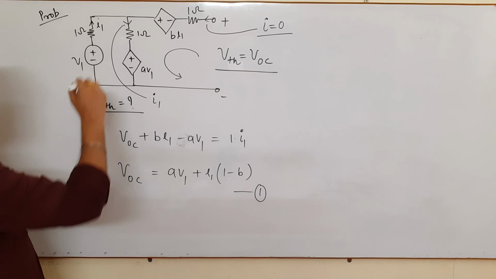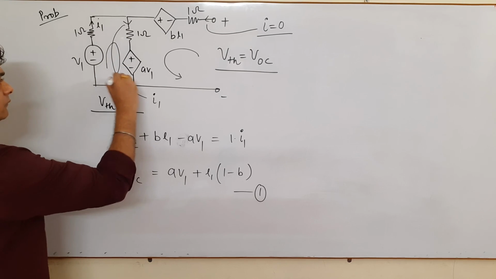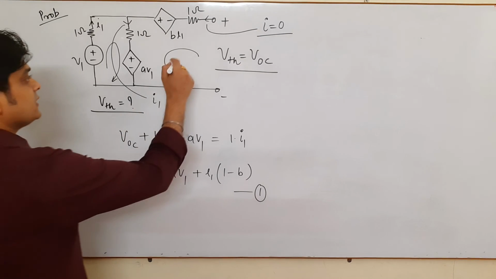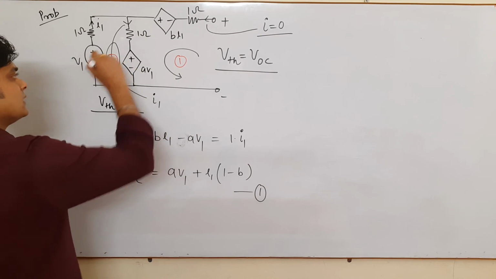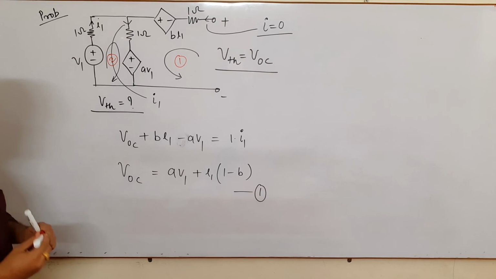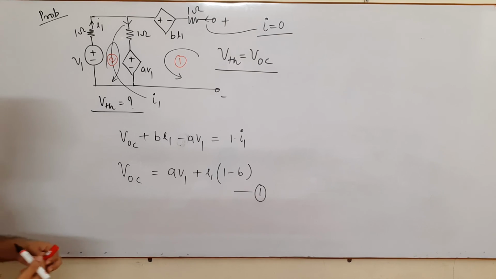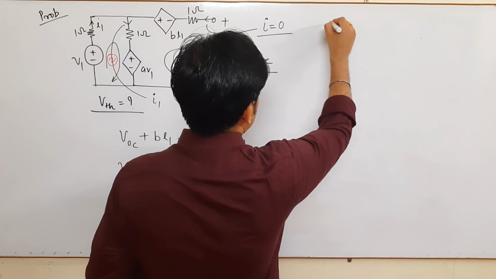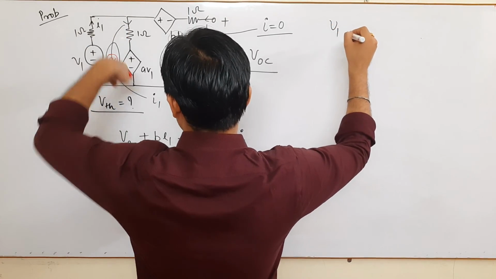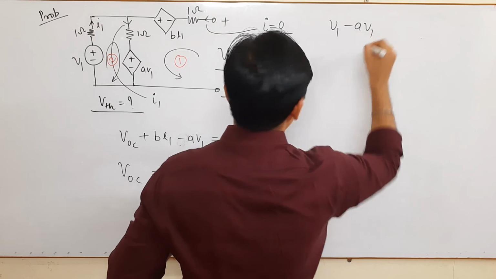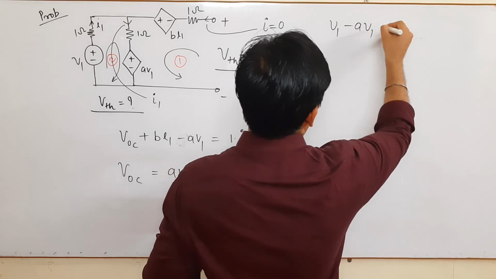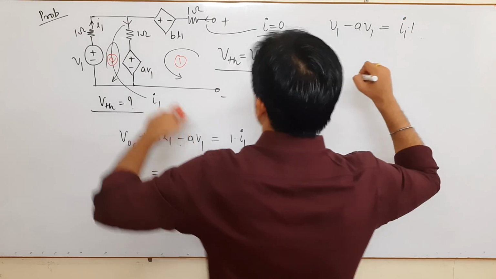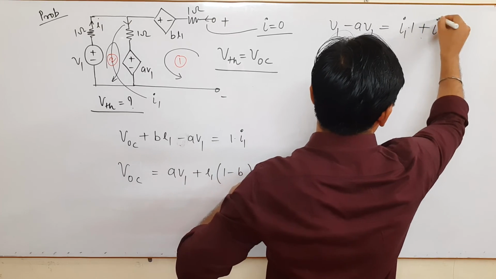Okay. So should I apply one KVL here? Yes. The first one which we have applied was this, and another one is this. So if I apply KVL here, the equation comes to be in this fashion: -2 plus V1 minus AV1 should be equal to the current flowing in this resistance, I1 into 1, plus the current flowing in this resistance, which is again I1 into 1.